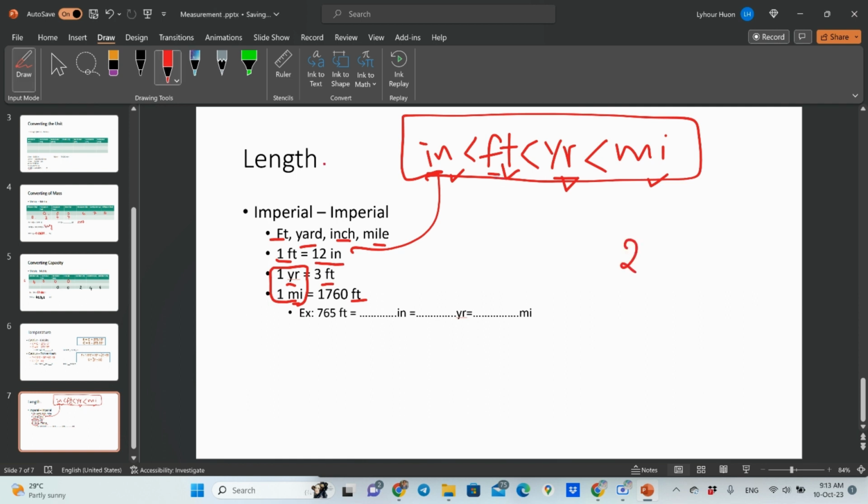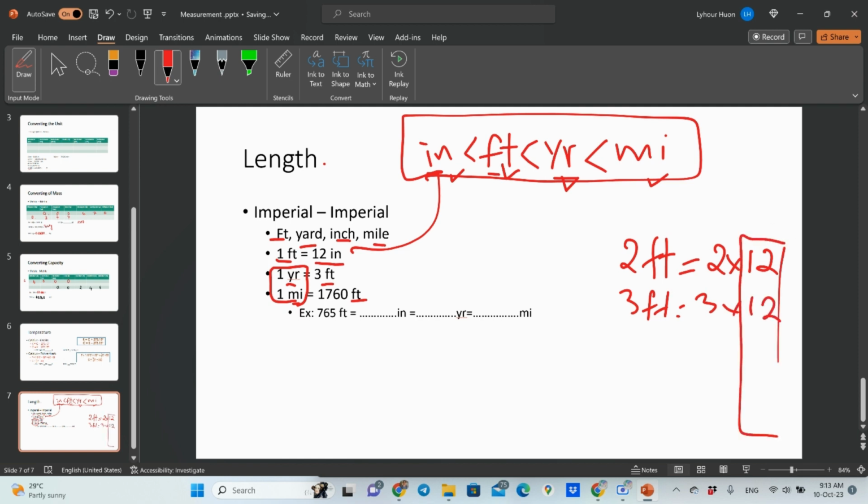If we find 2 feet, we multiply 2 times 12, right? 3 feet, just 3 times 12. Always come with these 12. Okay. Now, how about 765? We multiply or divide? Divide. Yeah, wait. 1 foot is 12 inches.